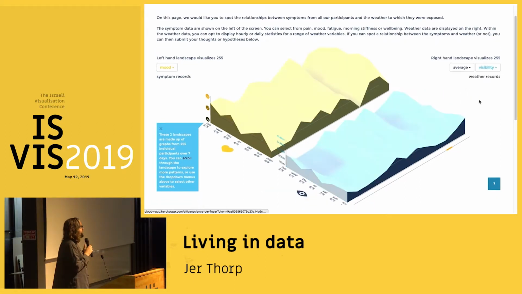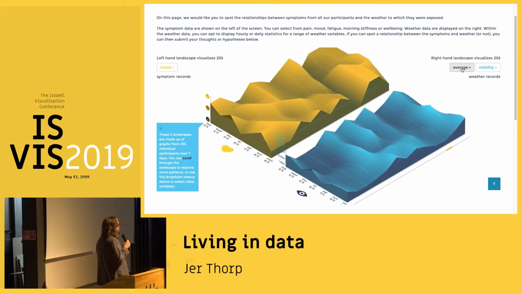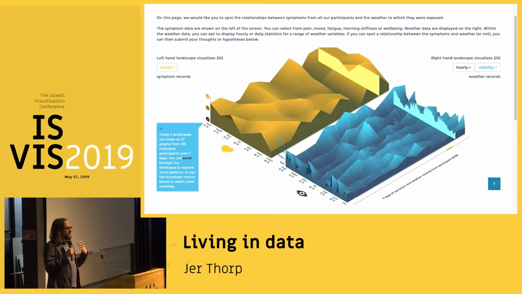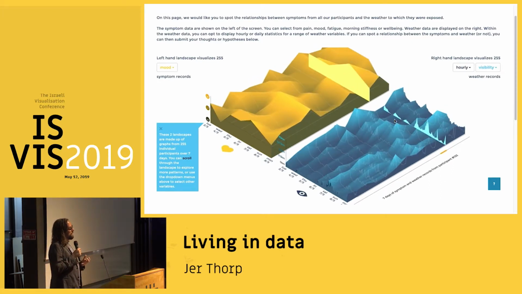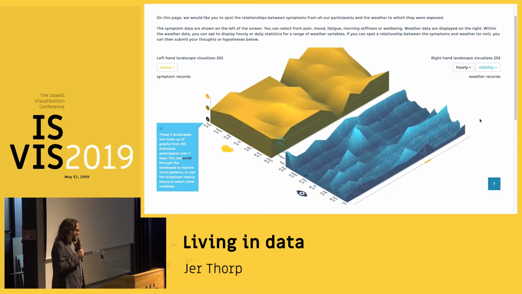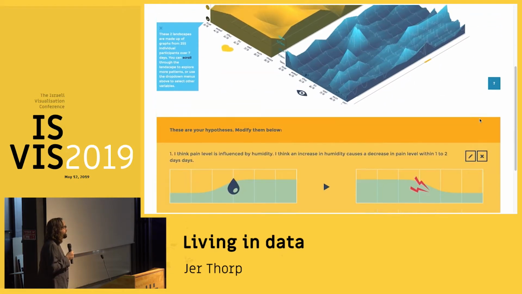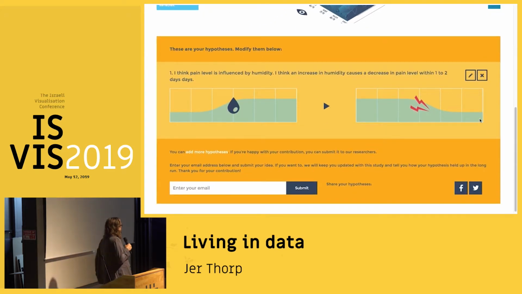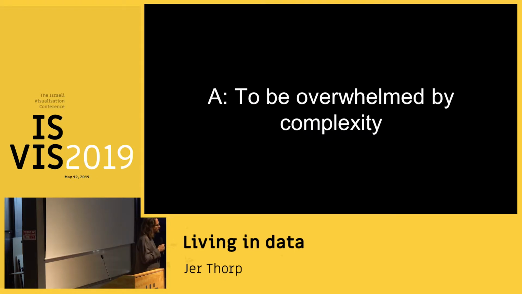One of the core conditions of living in data that I think we're all familiar with, and the one that was mentioned in the very introduction to this event, is that there's a lot of complexity. And I think for most of us, this idea of living in data is to be overwhelmed with complexity. And therein is the fundamental narrative of data visualization, right? That data visualization helps us with that complexity.